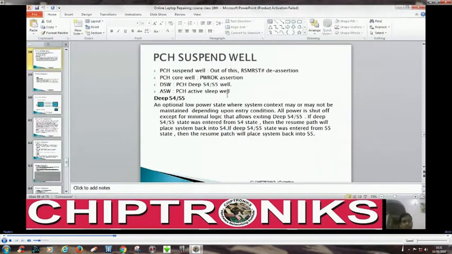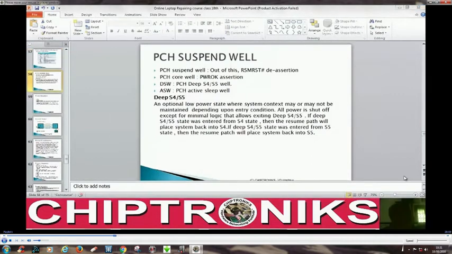This deep sleep well is also called deep S4 and S5. Okay, so let us understand what deep S4 S5 is. Since this is a new suspend well in HM67, in earlier kinds of boards we have seen there were the RTC well, then you have the suspend well, you have the core well, right? These kinds of wells were there. And in the Intel ACPI we have already studied G3 mechanical off, S5, S4, S3, S0.